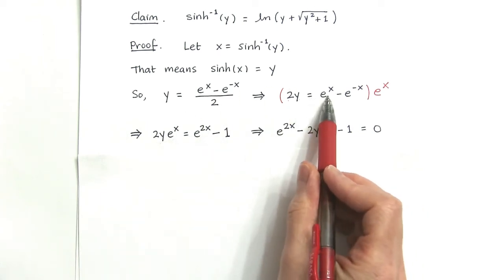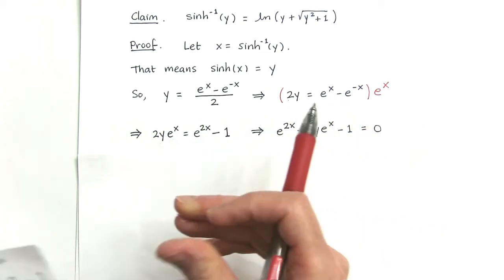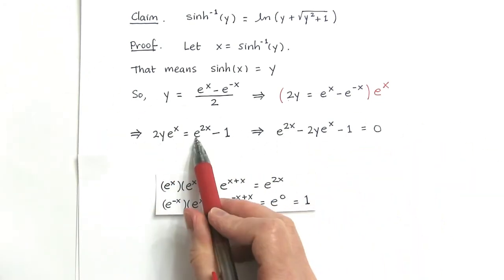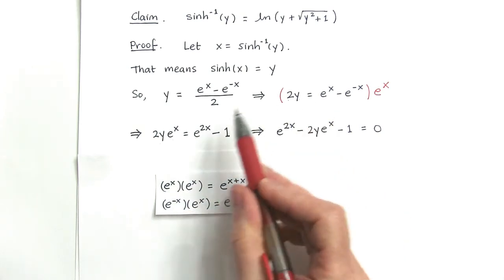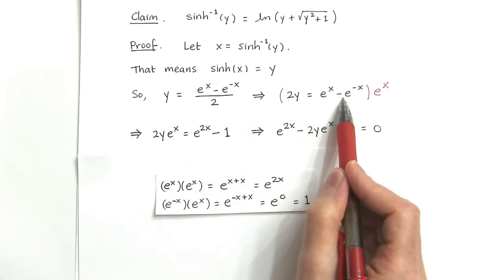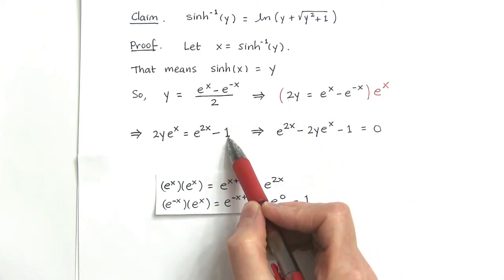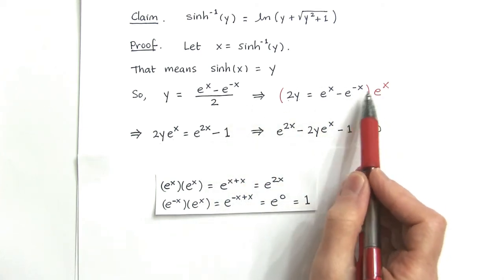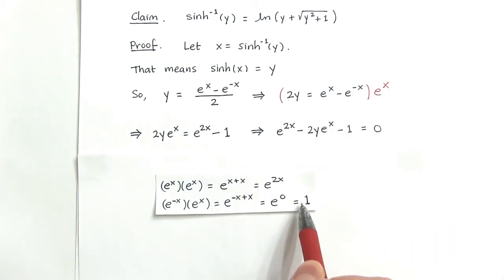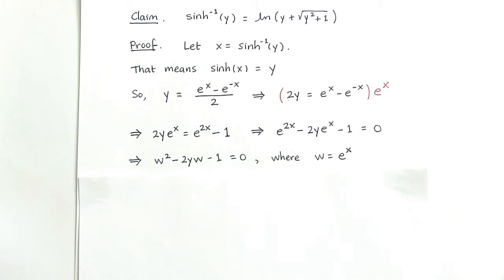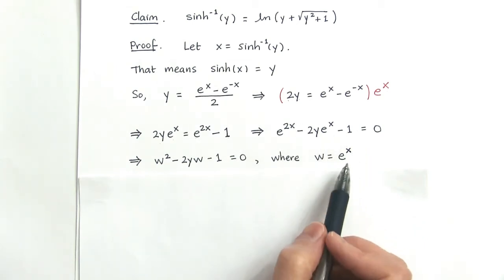And here I get e to the x times e to the x, which, recall, is e to the 2x. So this became e to the 2x, minus, when I multiply this quantity by e to the x, I get 1. Because e to the minus x times e to the x is e to the 0, which is 1. And what has that done for me? This gives me a quadratic expression in e to the x.